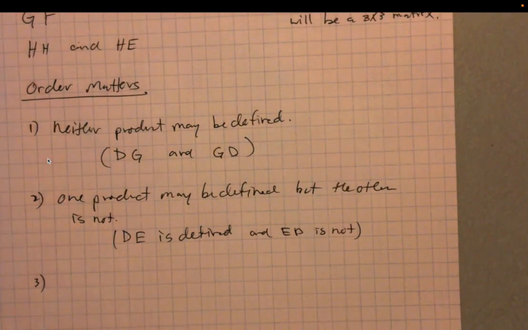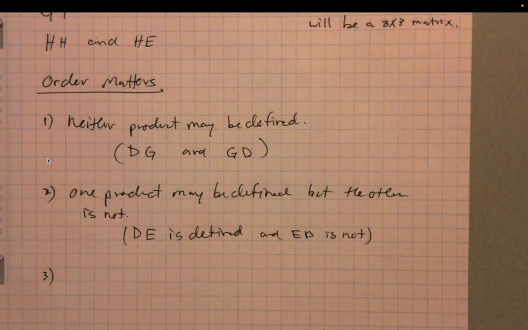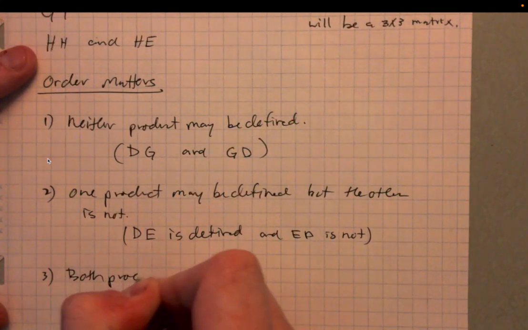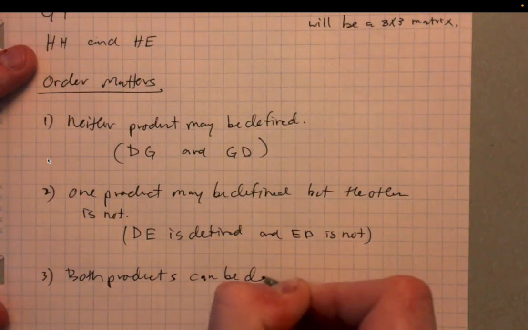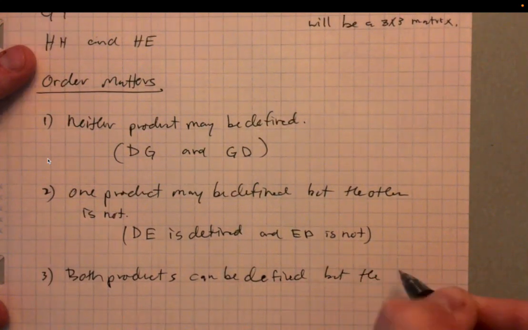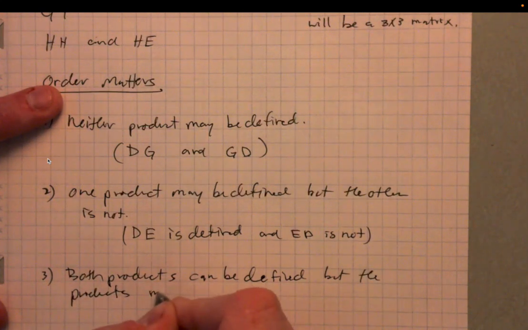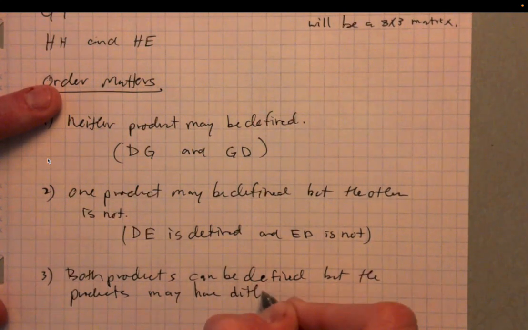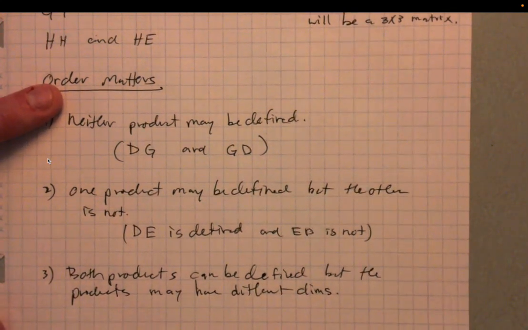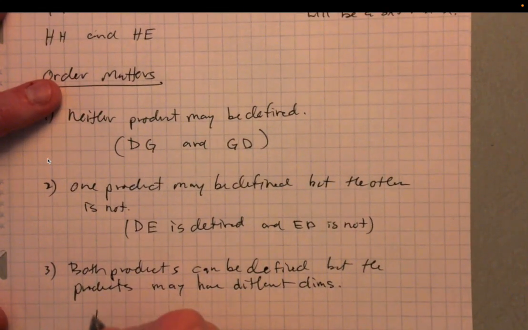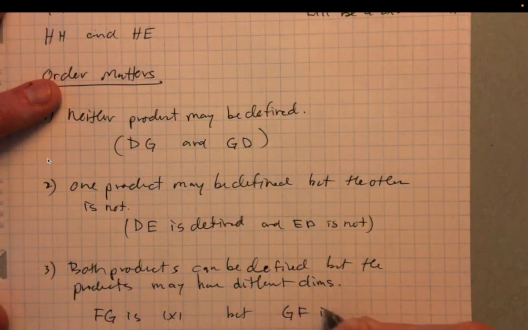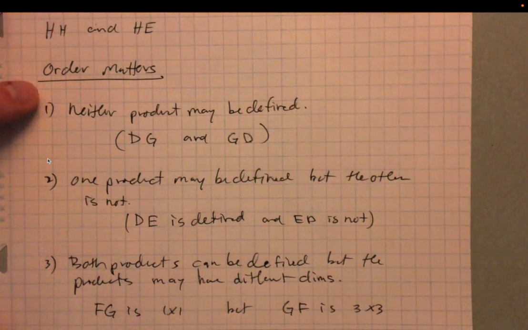Okay, so there's 4 things that can happen. The third thing is both products can be defined, but the results may have different dimensions. Right, so we saw FG is 1 by 1, but GF is 3 by 3. Okay, so that's another thing that can happen.